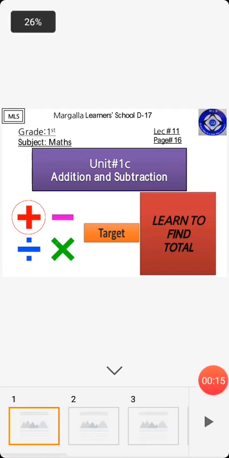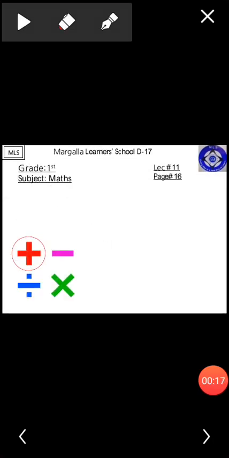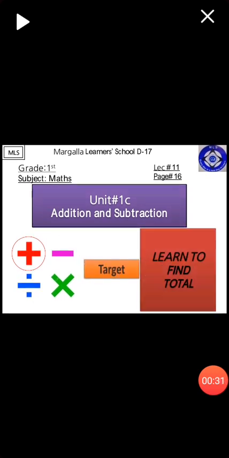Students, today our topic is Unit number 1C, Addition and Subtraction, page number 16, lecture number 11, and our target is to learn to find the total. That is also related to the previous lecture.